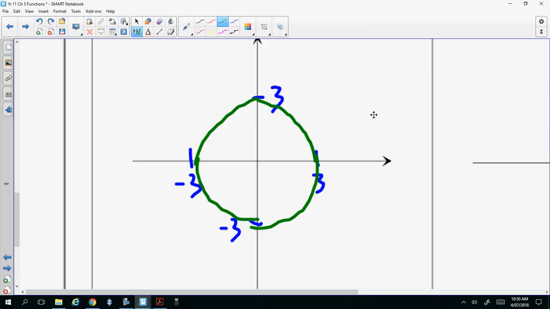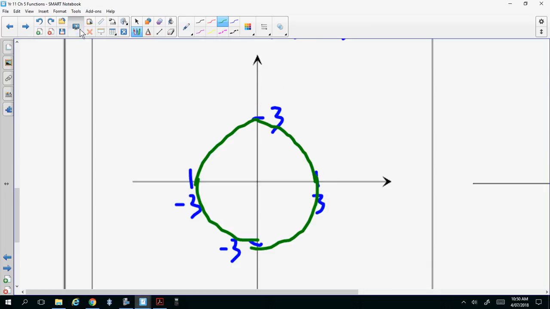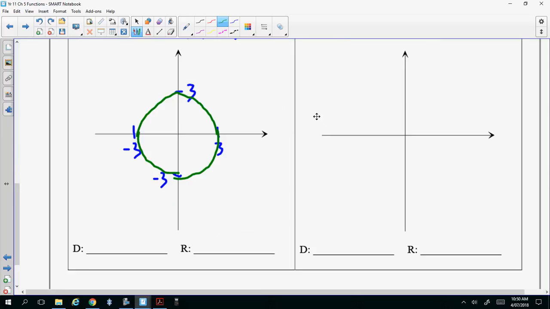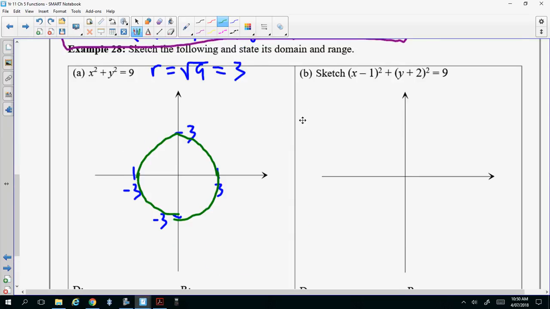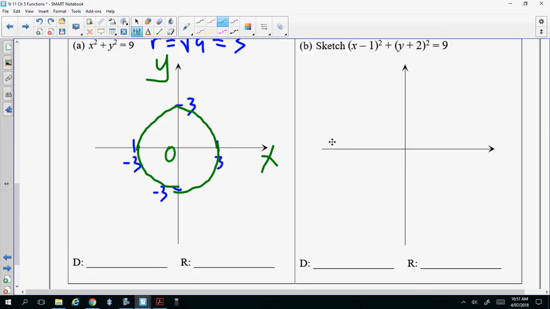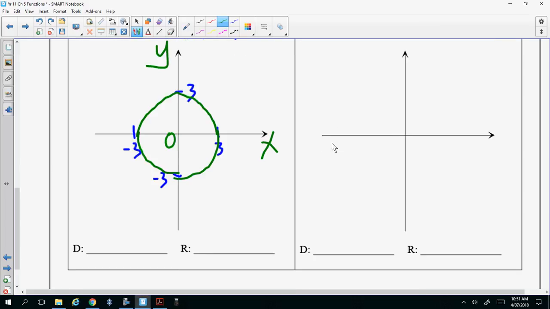Okay, good. So you have a circle. Freehand. Okay, good. Now, just write x and y. Make sure to label the x and y axis and the origin. Now, consider the domain and range. Think about the domain and range of this graph.